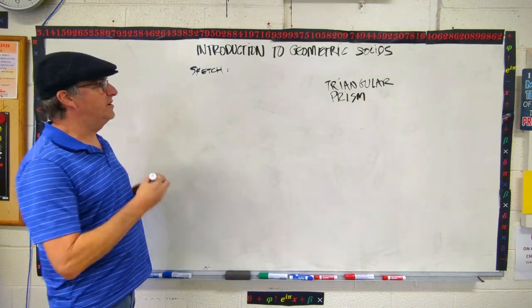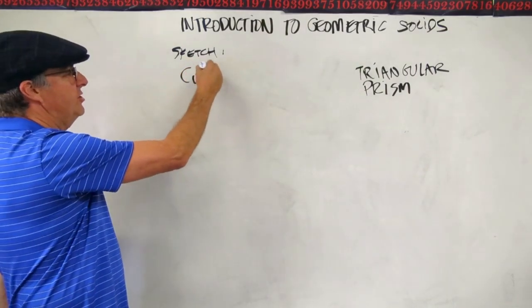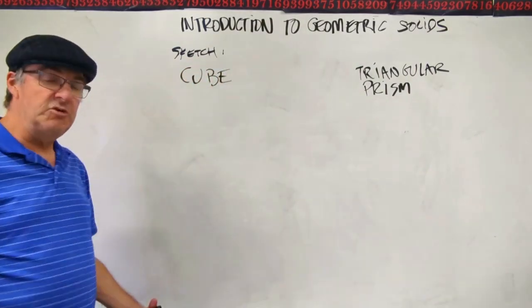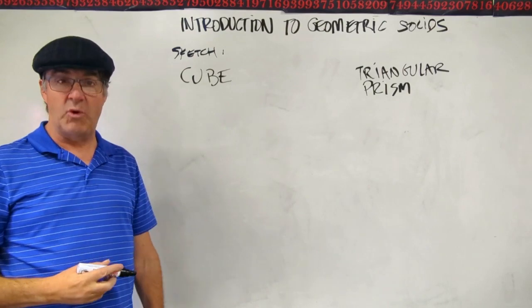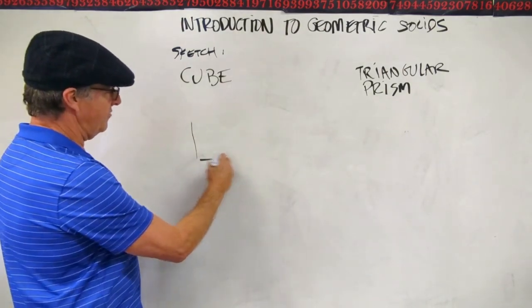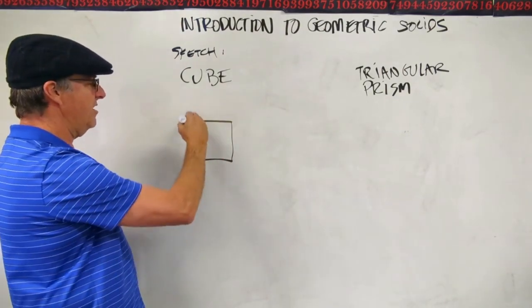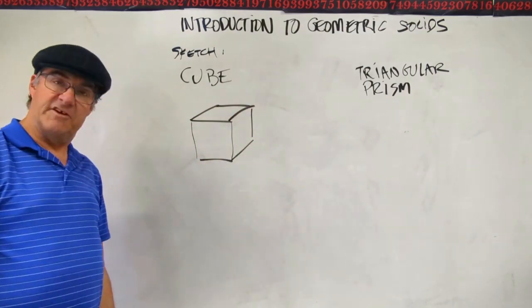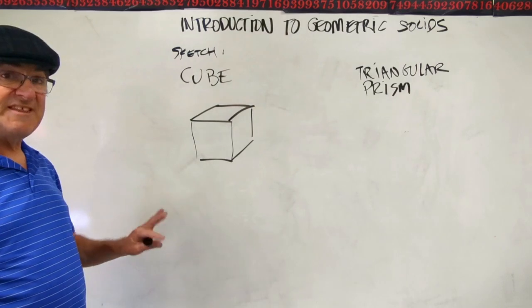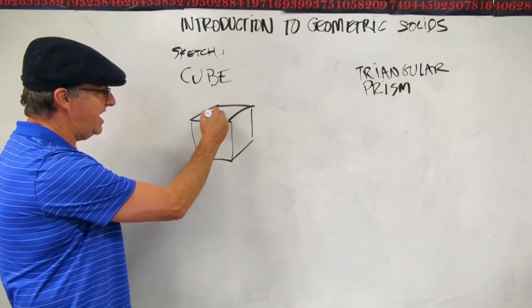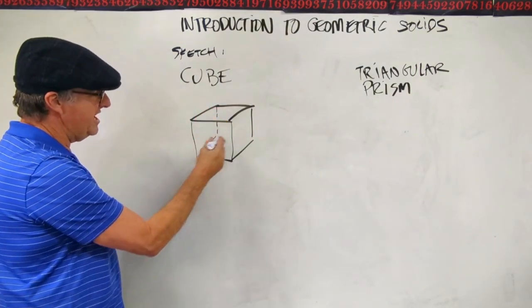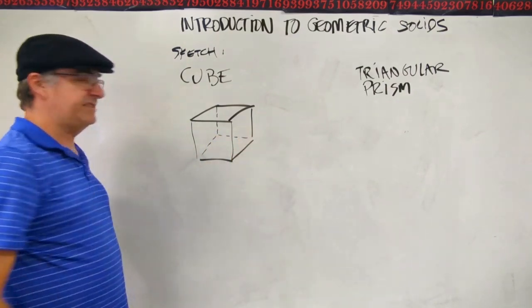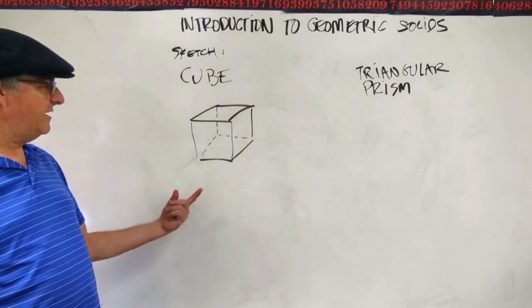So for the first one, I'm going to have us sketch a cube. So a cube is just a solid that's got squares on all the sides. My favorite way of sketching a cube is make my square, do my slants, another slant, and like that, there's a cube. Now sometimes we want to see the inside, so we use dashed lines to represent the edges that we can't see. So that gives you a feeling for the cube.